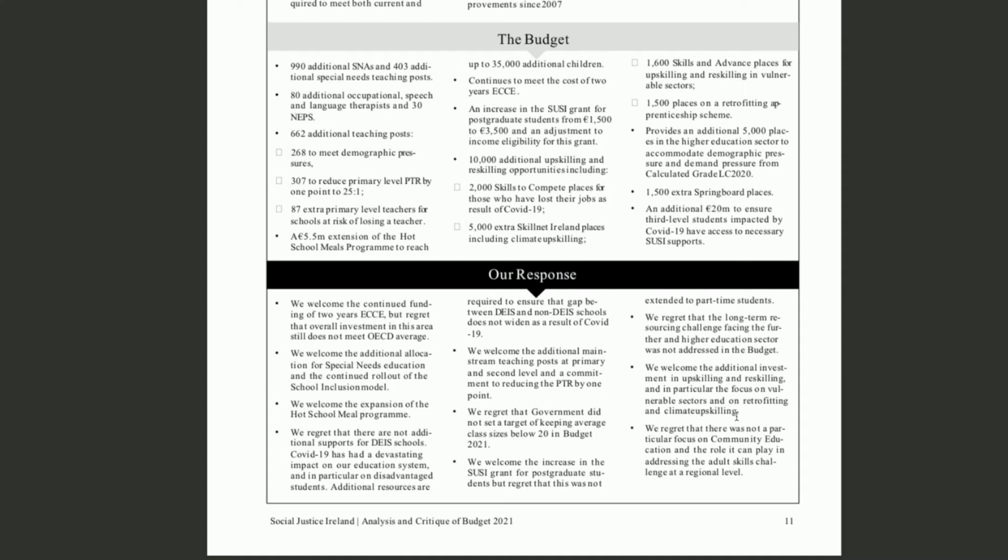We welcome the additional allocations for special needs education and the rollout of the school inclusion model and the additional posts at primary and second level. However, we would point out that more posts are required to deal with the demographic pressures. There was an allocation made to reduce the pupil-teacher ratio at primary level by 1 point, which is welcome. However, we regret that there wasn't a commitment and a target set in the budget to keep average class sizes below 20 and a pathway to reach this.